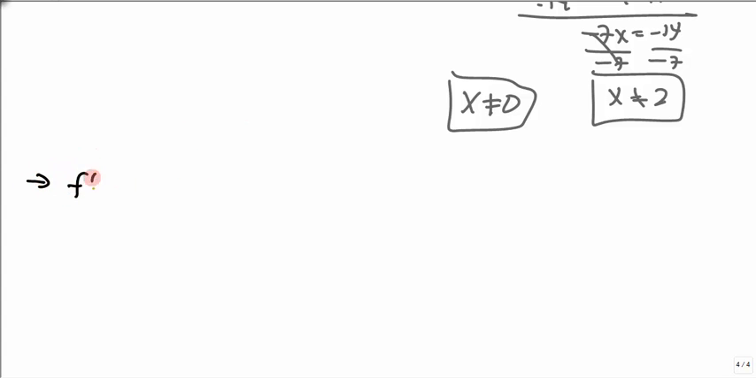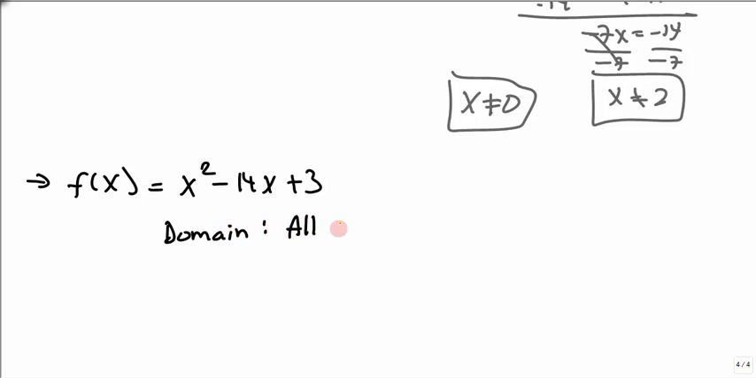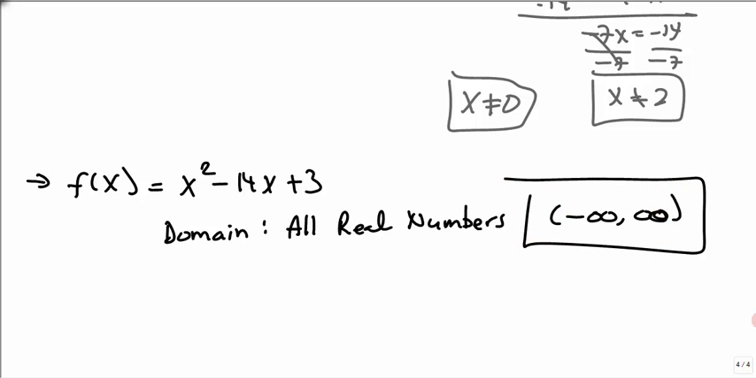Okay, let's go ahead and look at some other easier ones. Let's look at x squared minus 14x plus 3. There's no square roots, there's no fractions with a denominator, so my domain would be all real numbers then. Now all real numbers in interval notation is negative to positive infinity. And of course we never bracket infinity. Negative to positive infinity is my domain then.